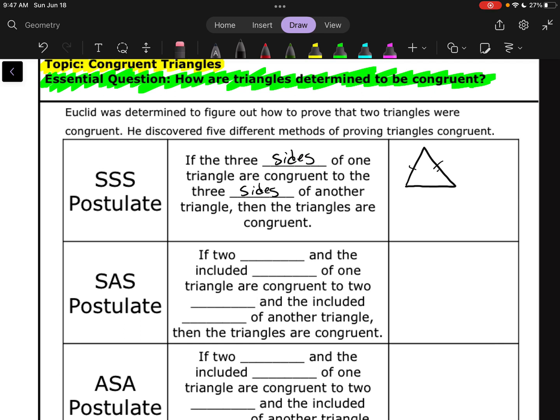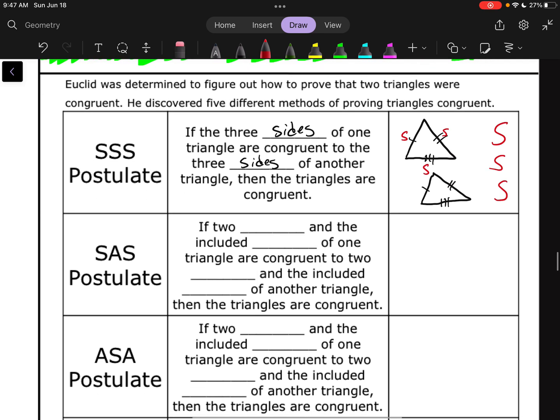So if we've got a triangle like that, with all 3 of those sides being congruent to all 3 of these sides, that is a side, and a side. So that is side-side-side postulate. The next method, very similar, said that if 2 sides and the included angle, and by included I mean the angle right in between them, are congruent to 2 sides and the included angle of another triangle, then the triangles are congruent.